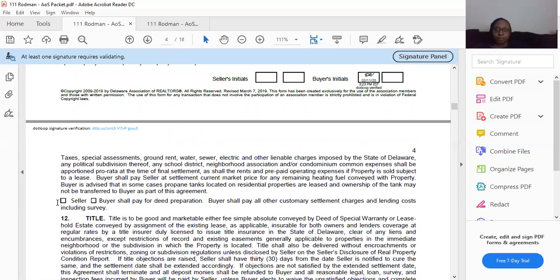At the bottom of Section 11, there is a checkbox for buyer or seller to pay for deed preparation. It says the buyer shall pay all of the customary settlement charges. Whether I'm on the buyer's agent or the seller's agent side, I always check buyer. The way I look at this is the deed preparation is for their deed. The deed is being prepared for them as the new buyer and owner of the home, so that should be a buyer charge in my mind. Yeah, the seller already paid for it when they bought it. Exactly, because I guarantee the buyer paid for that.